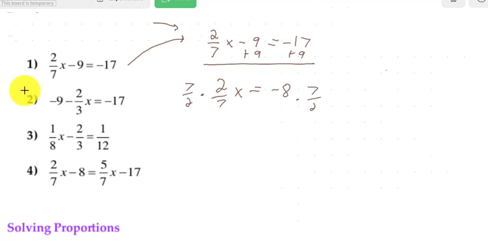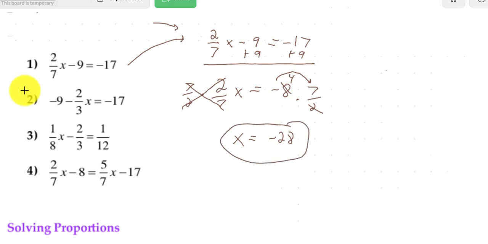Because you see quickly the 7's cancel, the 2's cancel. And I'm left with x equals negative 8 times 7 divided by 2. So I can reduce the 8 and the 2, because 8 divided by 2 is 4. And then negative 4 times 7 is negative 28. Okay. So that's number 1 done for you.